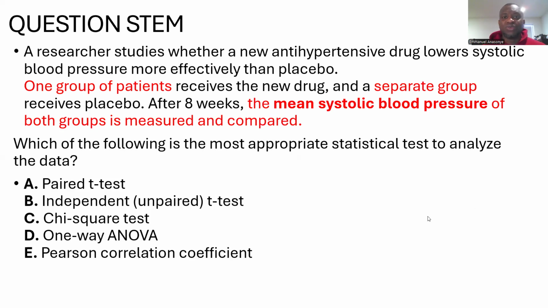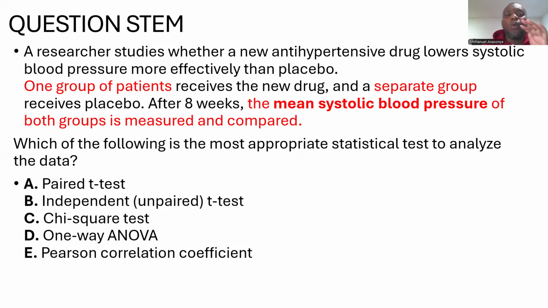A researcher studies whether a new antihypertensive medication lowers systolic blood pressure more effectively than placebo. One group of patients received the new drug and a separate group received the placebo. After 8 weeks, the mean systolic blood pressure of both groups is measured and compared. Which of the following is the most accurate statistical test to analyze the data? We have the paired t-test, the unpaired t-test, the chi-square test, the one-way ANOVA, and the Pearson correlation coefficient.